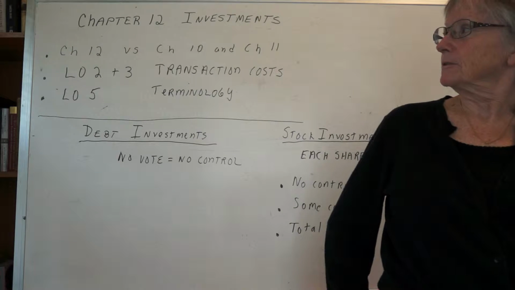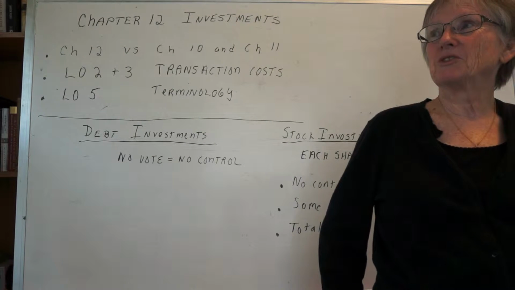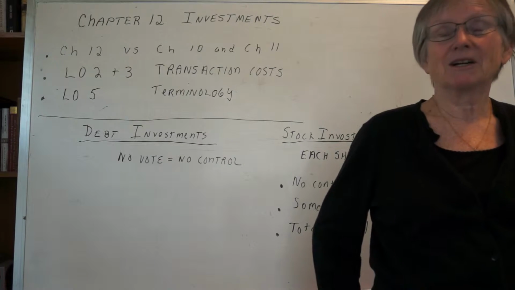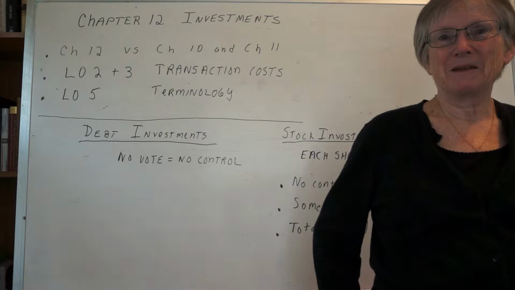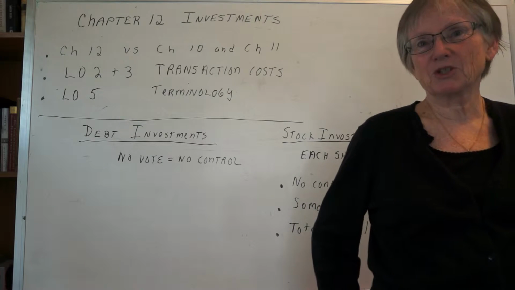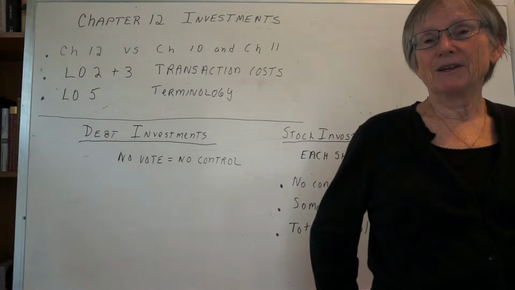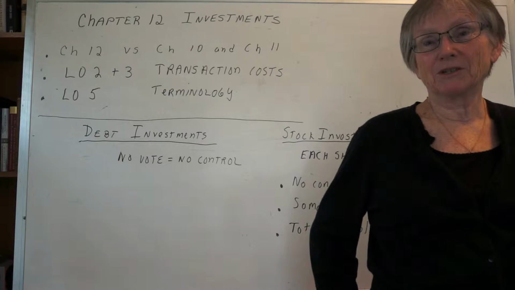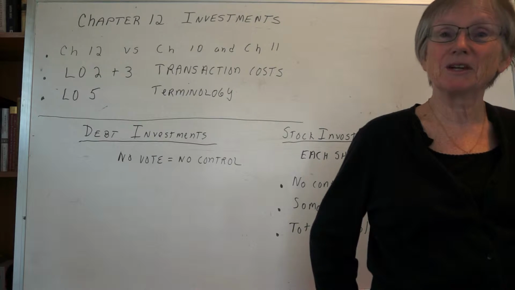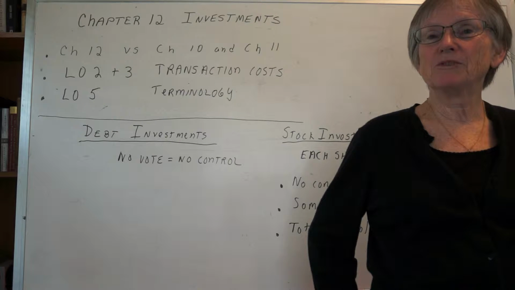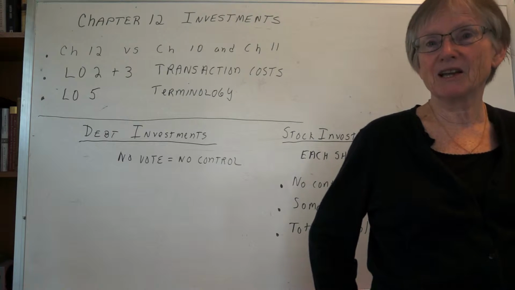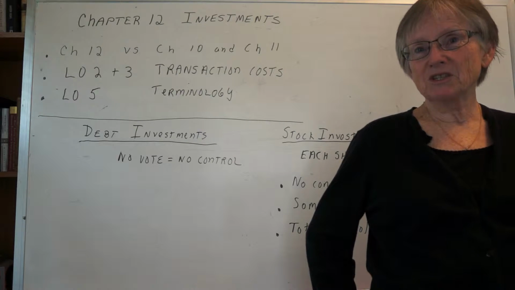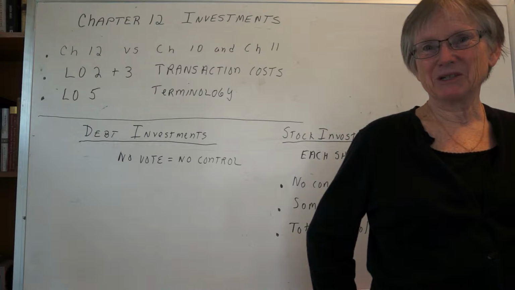In Chapter 10, we did our liabilities, and so we issued bonds payable. Our company paid dividends, and we did all of the interest expense and interest payable, all of that. In this chapter, we are now the company who is buying the bonds that other companies have issued. So we are on the other side of the market here. So the debt investments to us are an asset. We've invested in the bonds of another company.